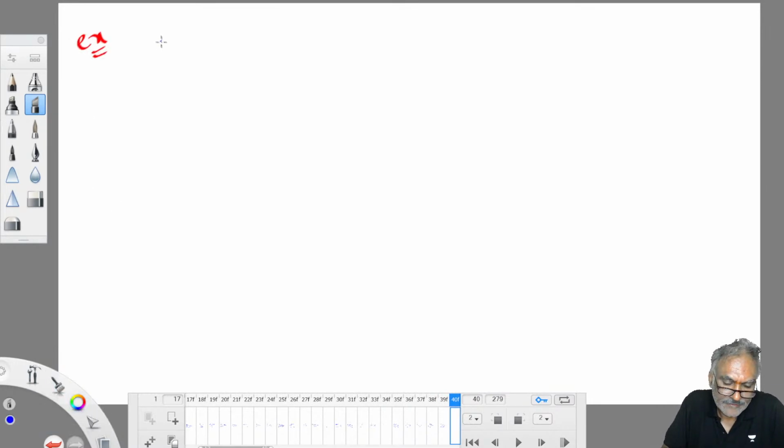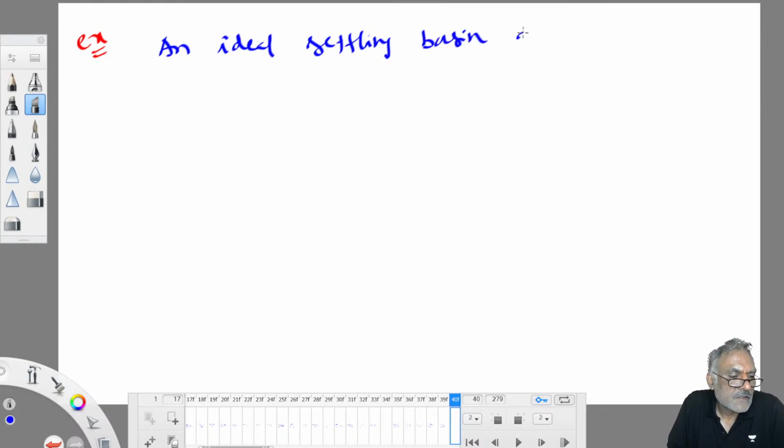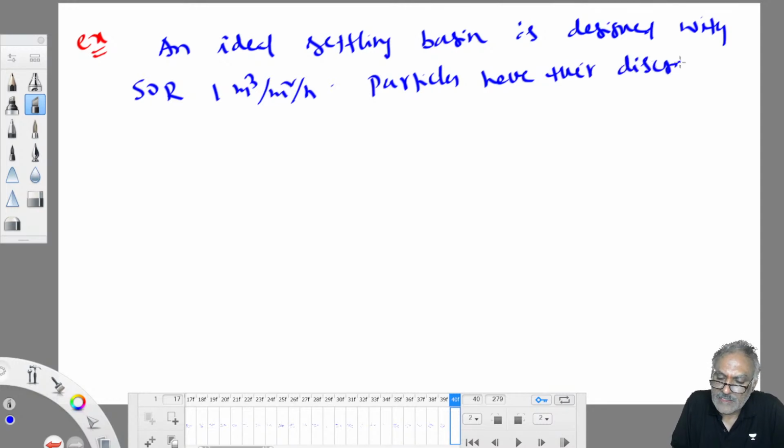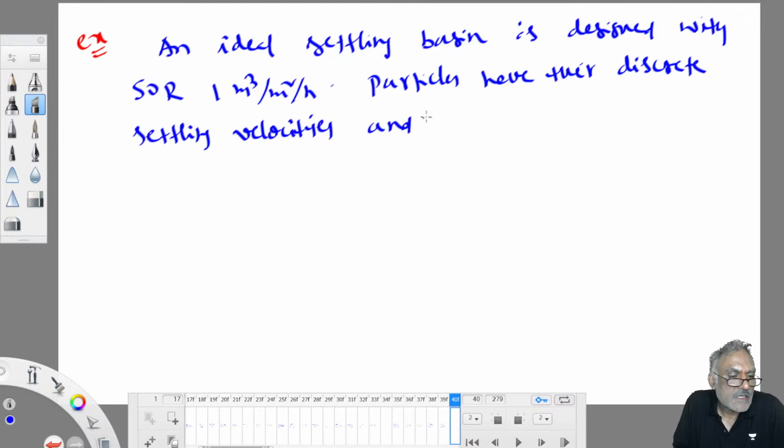An ideal settling basin is designed with a surface overflow rate of 1 meter cube per meter square per hour. Particles have their discrete settling velocities and concentrations are as follows.